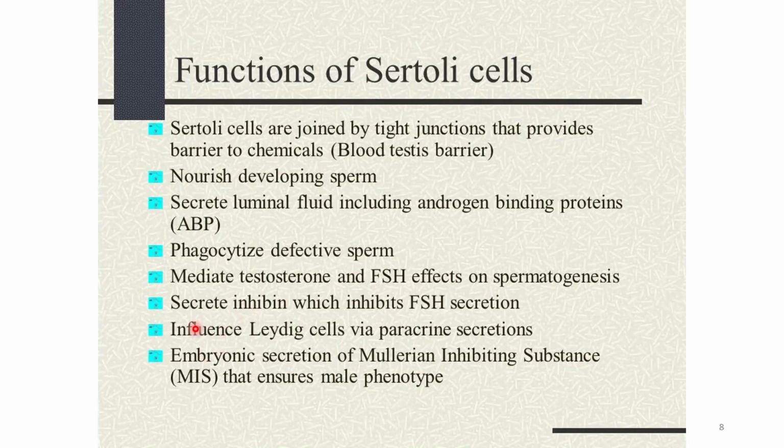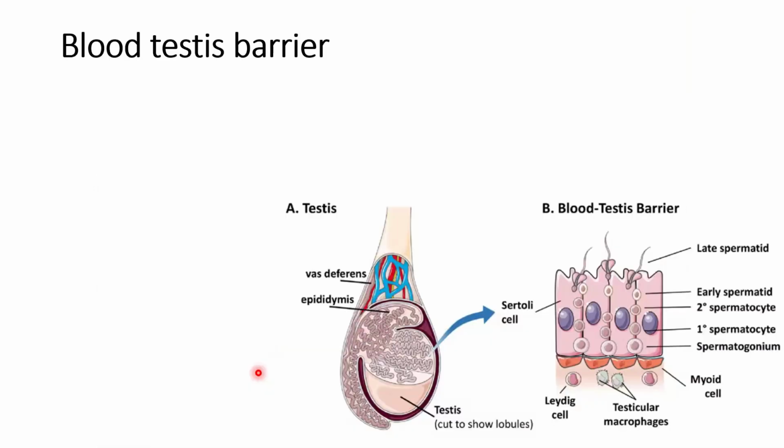Then we'll have the influence of Leydig cells. It influences the Leydig cells via paracrine secretions, and then it has embryonic secretions of the Mullerian inhibiting substance. So during the development of the male and female reproductive system, if you have the Sertoli cells, you'll have embryonic secretions of the Mullerian inhibiting substance that ensures the male phenotype is present.